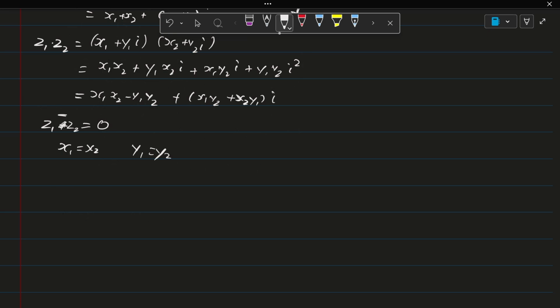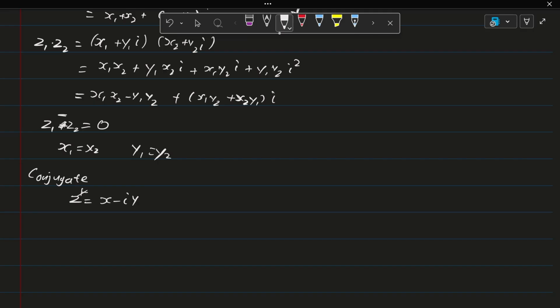Another type of property, which pretty much corresponds to negative numbers in real numbers, is something which we call the conjugate. So the conjugate states that z star equals x minus iy. So if z is x plus iy, z star is x minus iy. And there are certain properties that you could use with z star.